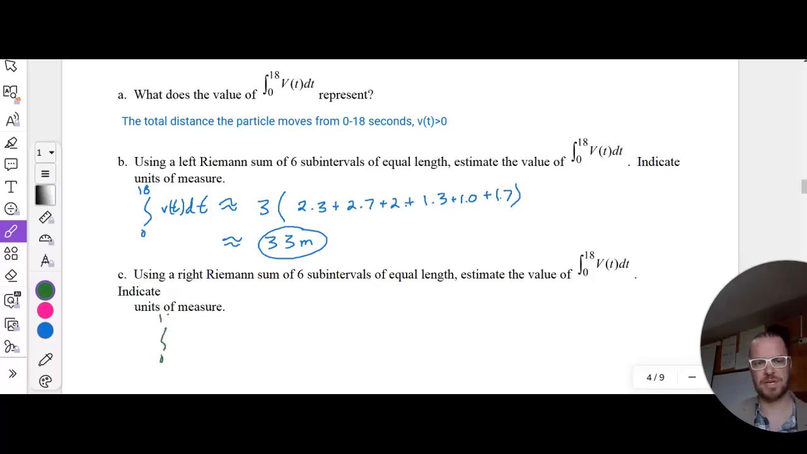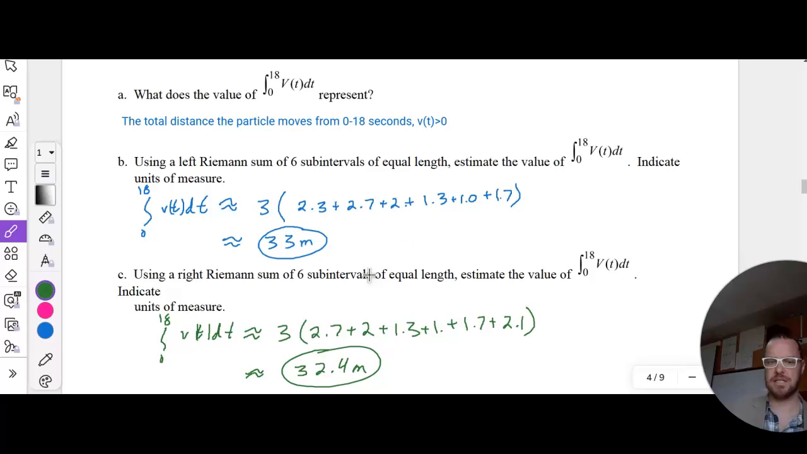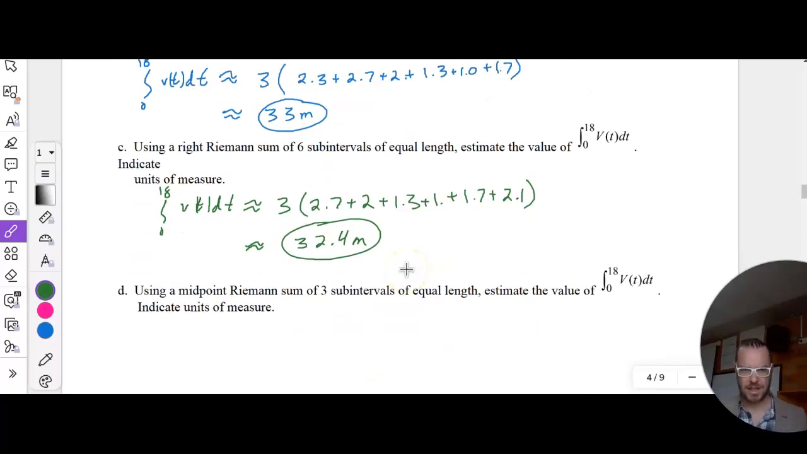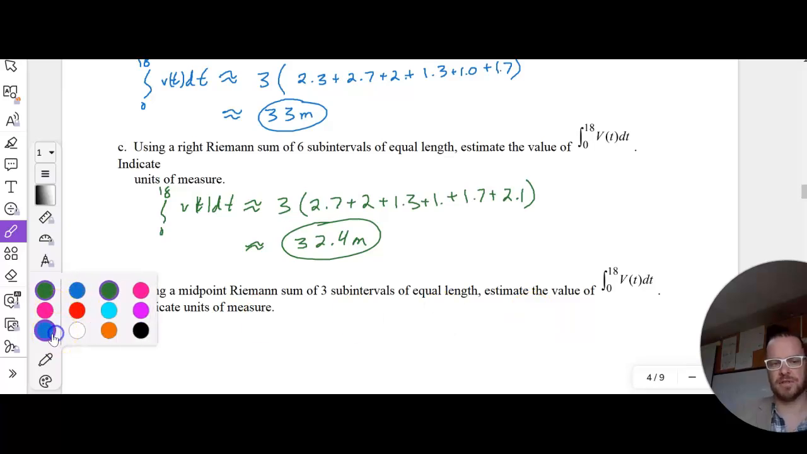So the integral from 0 to 18 of v of t dt is going to end up being estimated as a width of 3 times, and this time, like I said, 2.7 plus 2 plus 1.3 plus 1 plus 1.7 plus the last one was 2.1. So it changes it ever so slightly, and this time we're going to get 32.4 meters. So you can see it's a little bit different. Last one we're going to do here is we're going to use the midpoint Riemann sum with only 3 intervals on it.